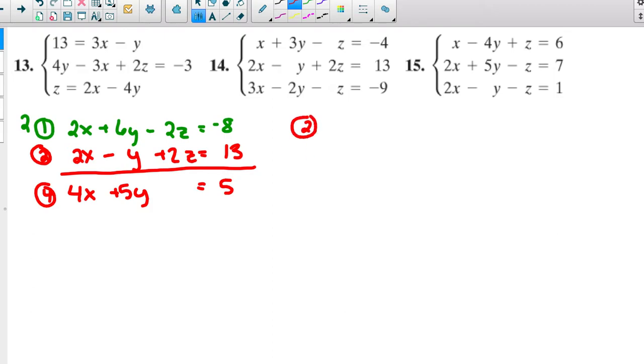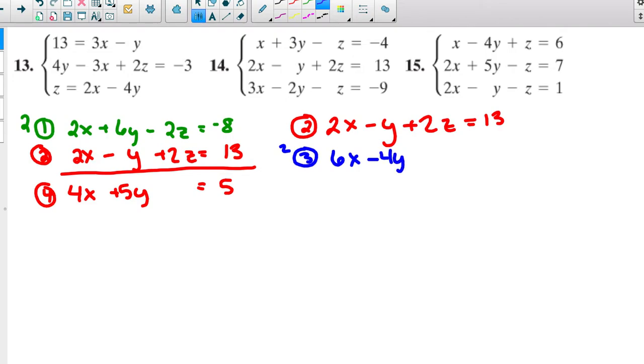2 is perfectly fine, so I'm going to rewrite it. 2x minus y plus 2z is 13. And then I need to multiply equation 3 by 2 so that my z's eliminate. And that gives you 6x minus 4y minus 2z is negative 18.